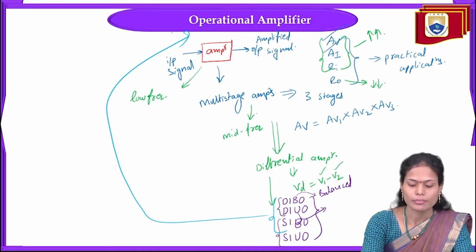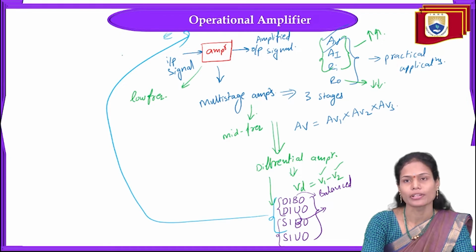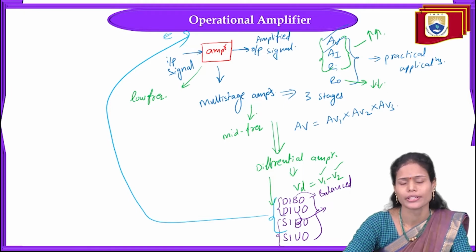So what is the basic function of this operational amplifier? Along with the amplification, it can perform all the mathematical operations, that may be addition, subtraction, integration, differentiation, etc. So it can amplify both AC signals as well as DC signals, and it can provide very high gain.